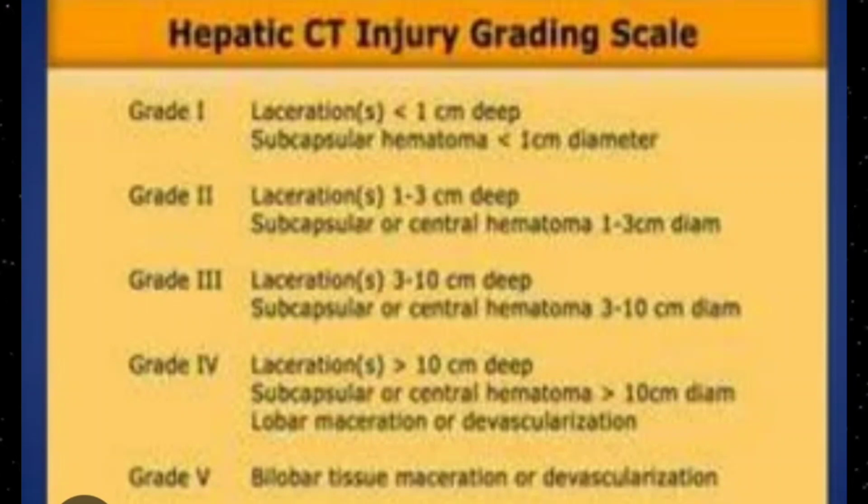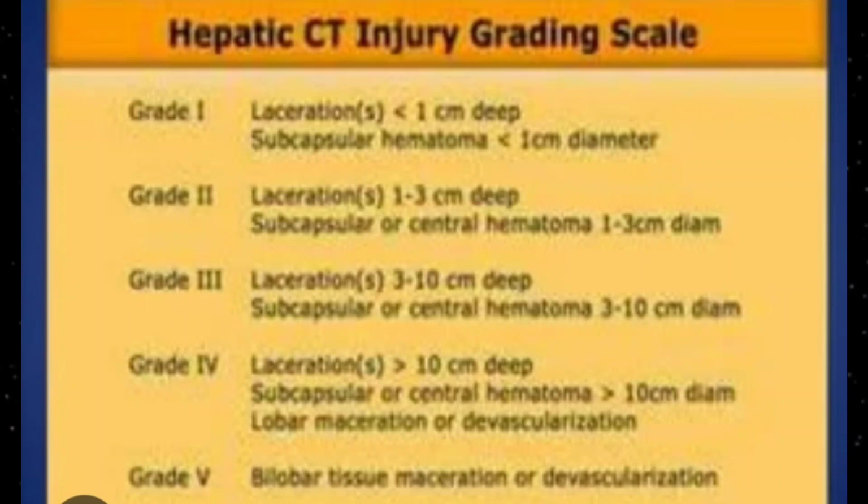Grade 2 injury is considered when the laceration is 1 to 3 centimeters deep and the subcapsular or central hematoma is 1 to 3 centimeters in diameter. That would be called a grade 2 injury. In grade 3 injury, there will be a laceration 3 to 10 centimeters deep, while the subcapsular or central hematoma would be 3 to 10 centimeters in diameter.